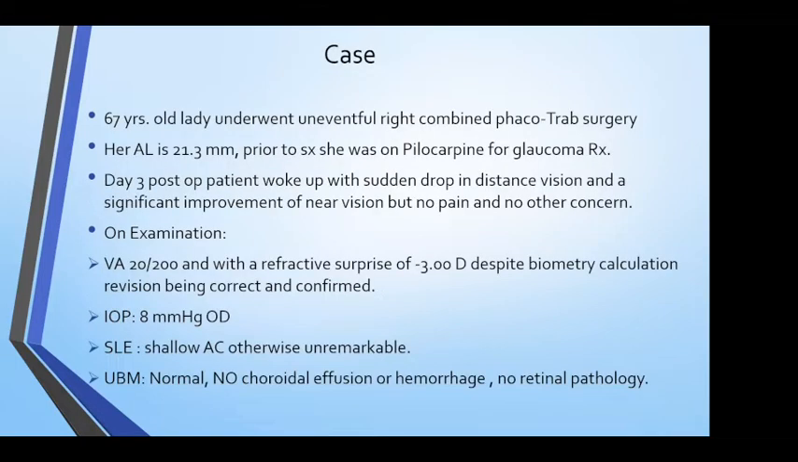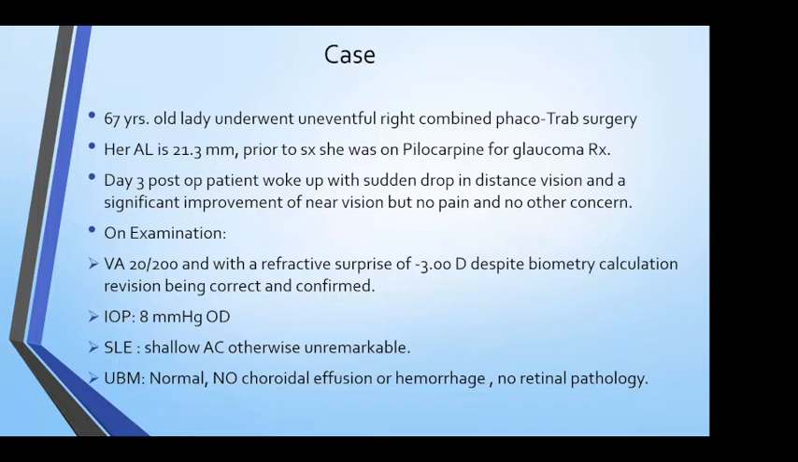So I'm going to stimulate more thinking by displaying this case, which is a 67-year-old lady who underwent uneventful right combined phacotrabeculectomy surgery. Her axial length is 21.3 millimeters. Prior to surgery, she was on pilocarpine for glaucoma therapy. On day 3, she was doing well, the surgery went well and everything was going great.